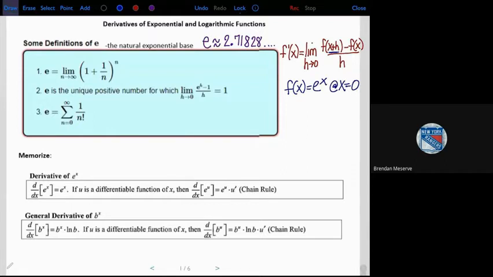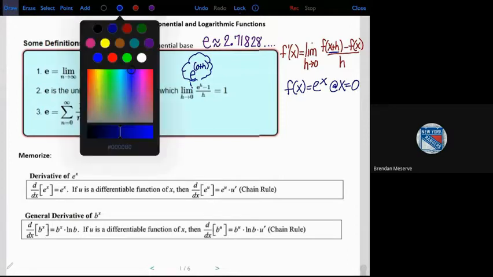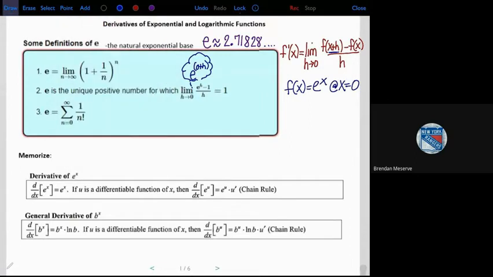So this is like e to the 0 plus h, which is why it's just e to the h. All right, so what's that 1? Well, it's supposed to then be minus f of x. Well, if f of x is e to the x, and we're saying at 0, e to the 0 is 1. Anything to the 0 power is 1. So this 1 is actually e to the 0.